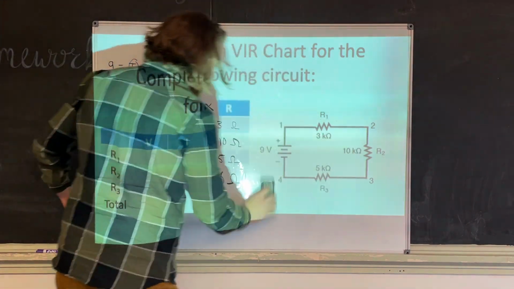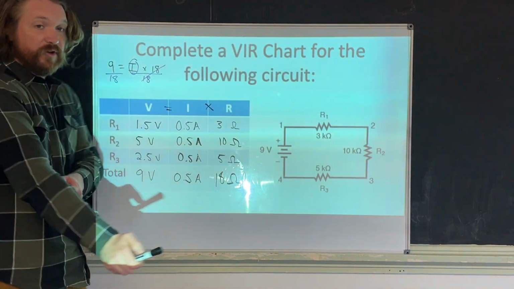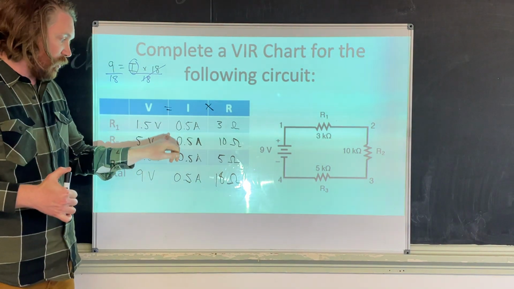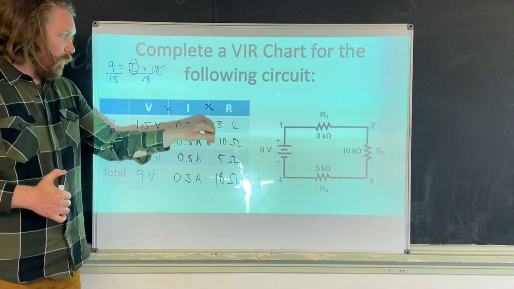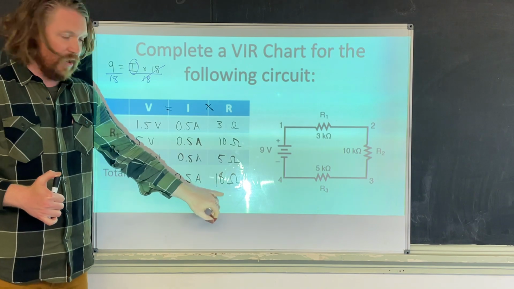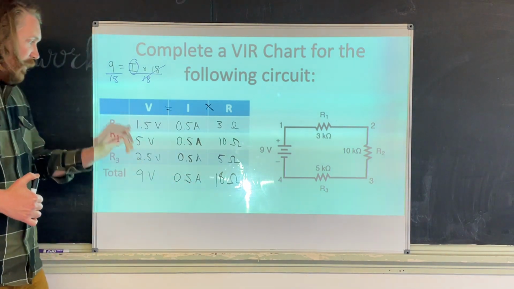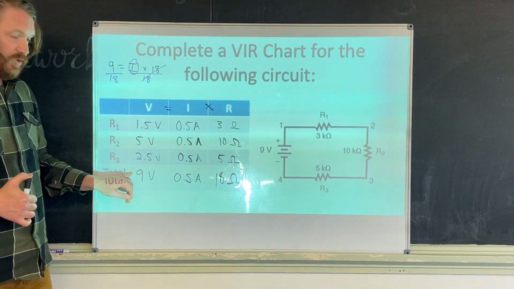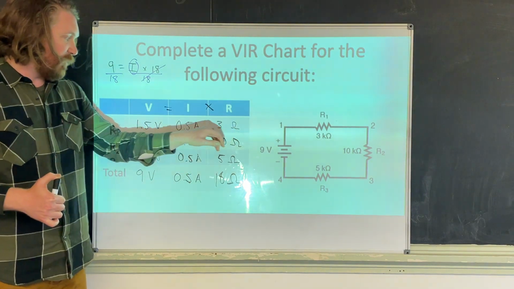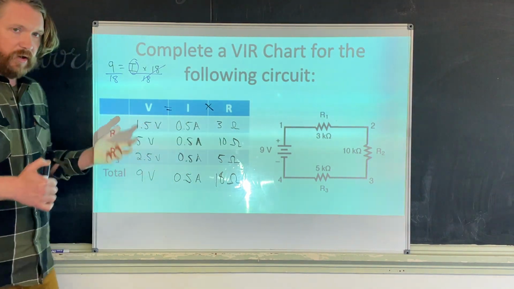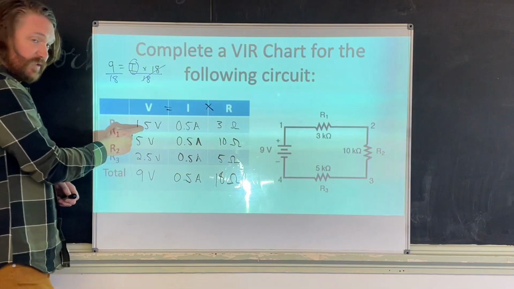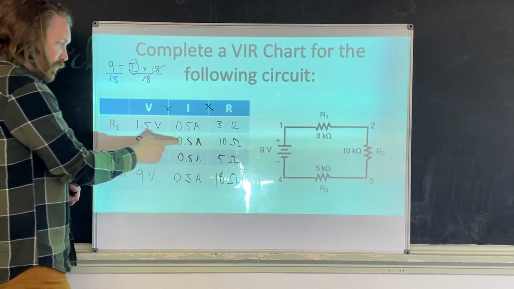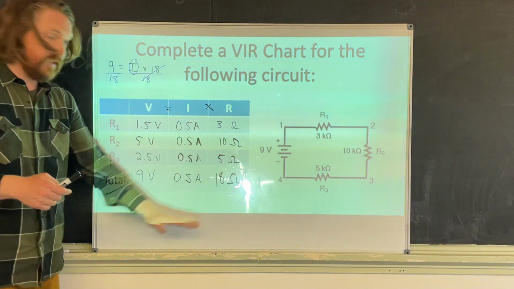This chart allows us to double check everything. For a series circuit, we have to make sure our current is the same all the way down. We have to make sure our resistances all add up to our total resistance. We have to make sure our voltages add up to our total voltage. And you have to multiply each row to make sure that they all multiply out. 3 times 0.5 is 1.5, 10 times 0.5 is 5. All of these add up.